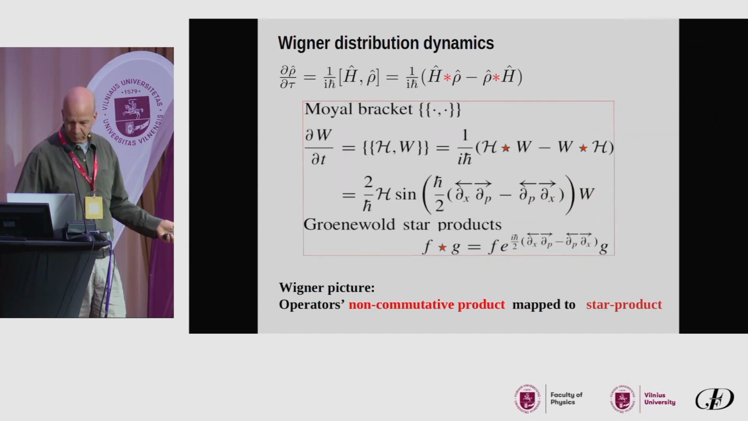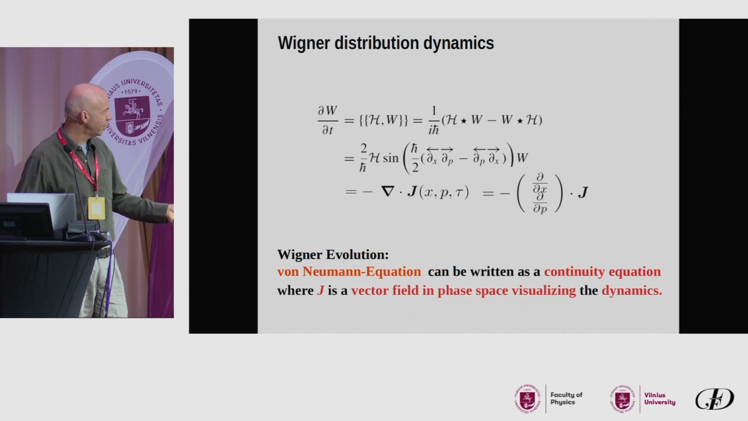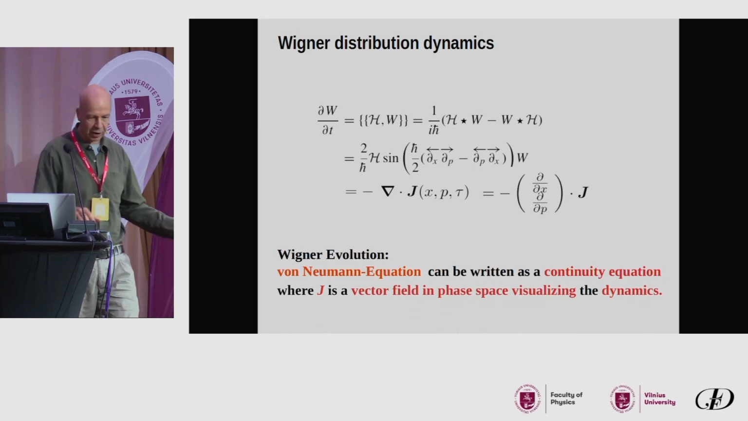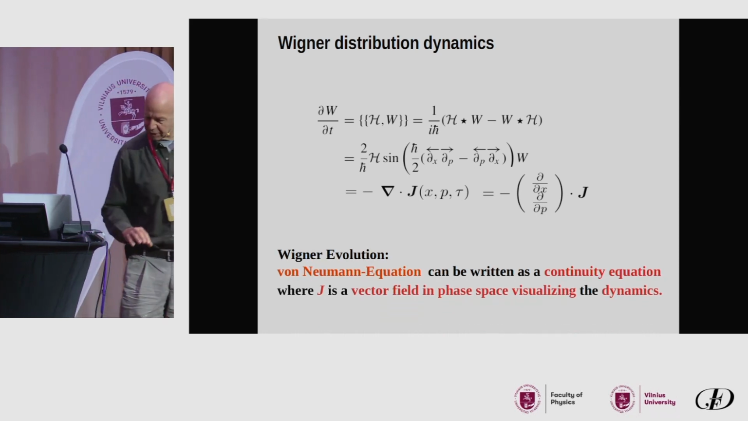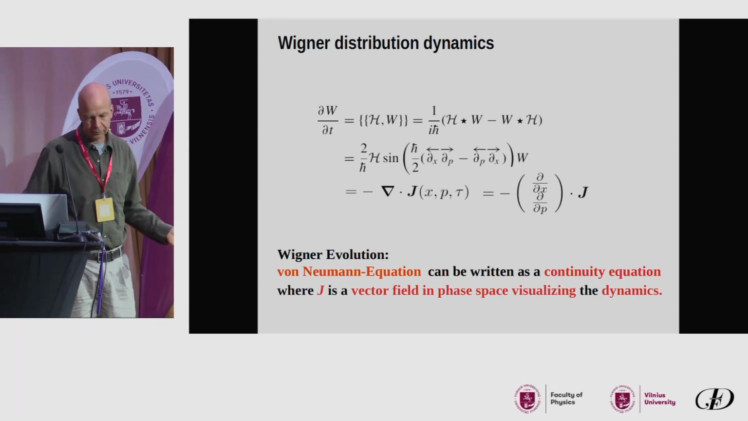So here's my wonderful animation. The operator product gets mapped to the star product. And you can also write the von Neumann equation now as a continuity equation. Moreover, it gives rise to a vector field, which allows you to visualize the dynamics in phase space very well.